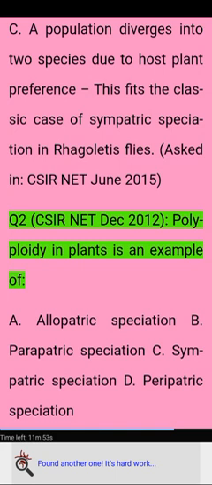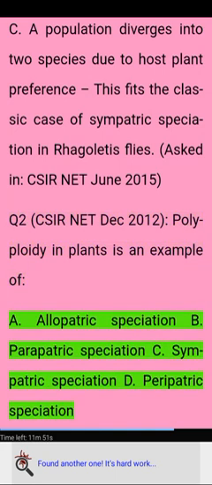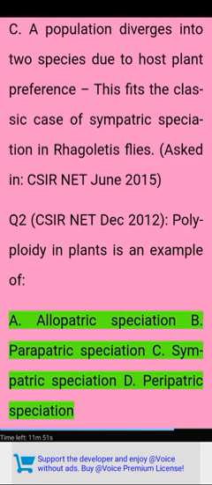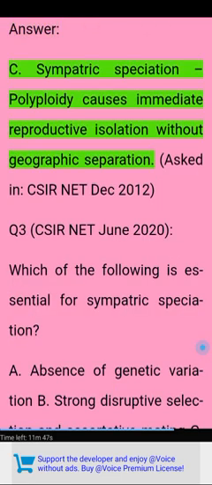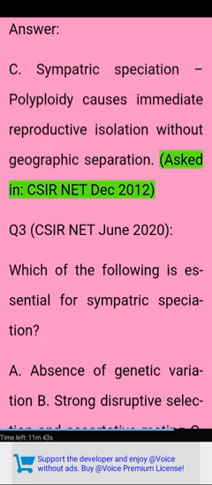Q2, CSIR-NET December 2012. Polyploidy in plants is an example of: A, allopatric speciation. B, parapatric speciation. C, sympatric speciation. D, parapatric speciation. Answer: C, sympatric speciation. Polyploidy causes immediate reproductive isolation without geographic separation. Asked in CSIR-NET December 2012.